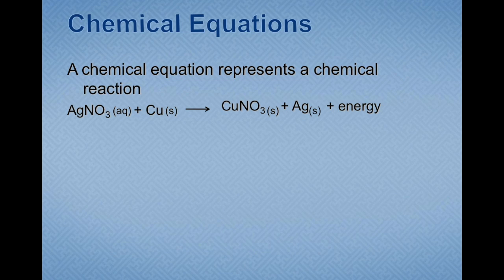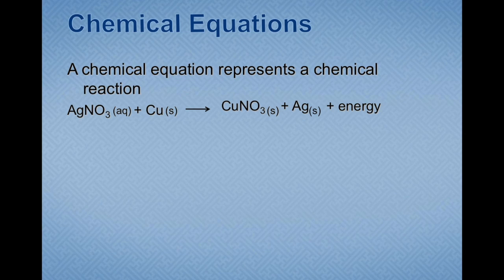We have been working with them throughout the semester, so hopefully you're familiar with them, but we're just going to go over some of the parts. So a chemical equation basically represents a chemical reaction. A chemical reaction is a process in which a chemical change takes place. So for example, in the chemical equation shown, we have silver nitrate plus copper that reacts.